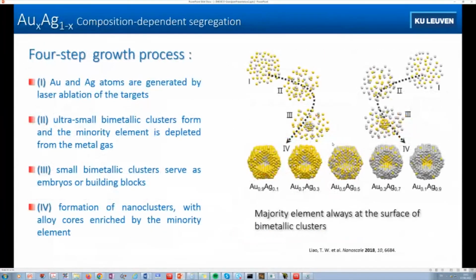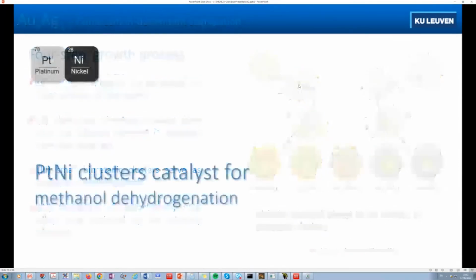And from this, we started to propose a sort of nucleation model. We have 4 steps. In the first stage, atoms are generated by the laser ablation, so they are separated. Then we start to form very small bimetallic clusters, the very small 4 atoms we mentioned before. And of course, because the bimetallic is favored, it is depleting the minority element from the gas phase.